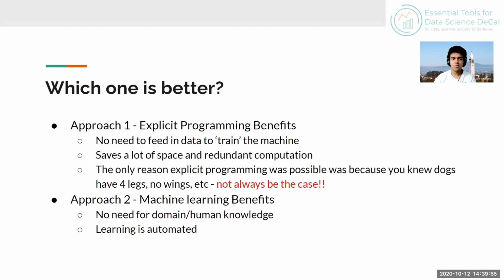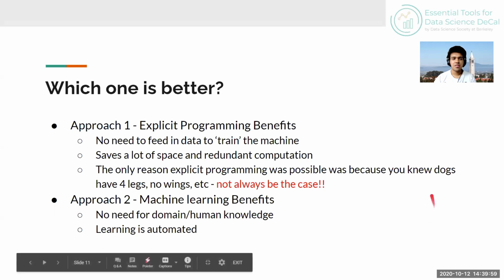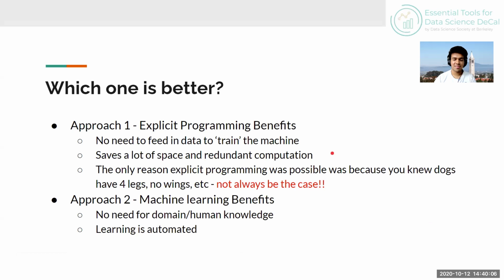And you might ask which one is better, and truth be told, they're both good in their own ways. So in approach one, we do not need to feed in any data to train a machine. So this would be nice when there's not a lot of data available. I mean, there are millions of pictures of dogs, but for something that may not necessarily have that much data available, it probably makes sense to come up with a set of rules that describe what you're looking for. And as a result of not feeding in any data, it saves a lot of space and computational power.